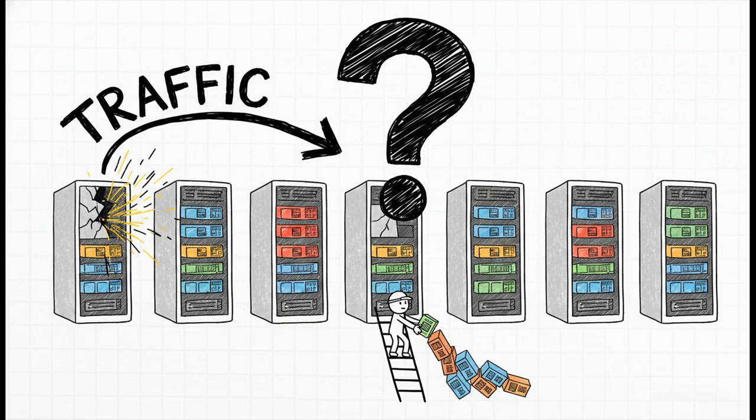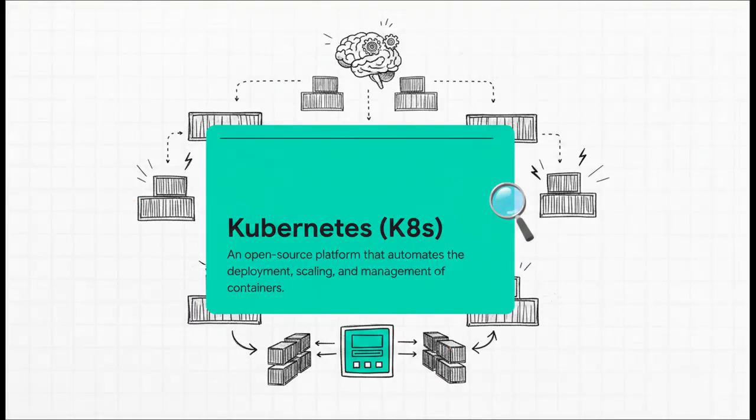What happens if a server dies? How do you automatically scale up when you get a huge traffic spike? How do you update your application without anyone even noticing? This is precisely the job that Kubernetes was born to do. Kubernetes, and you'll almost always hear it shortened to K8s, that's K, then 8 letters, then S, is what we call a container orchestrator. Its entire job is to be the brain, the manager, the automated system that handles all that complexity of running apps at a huge scale.